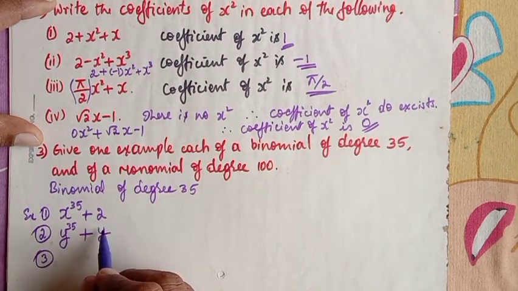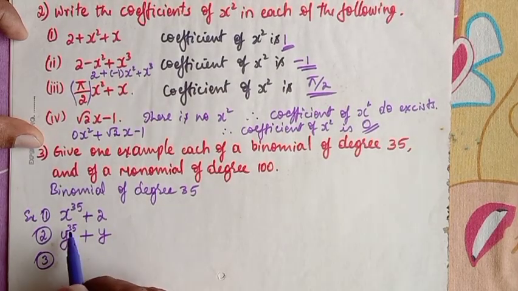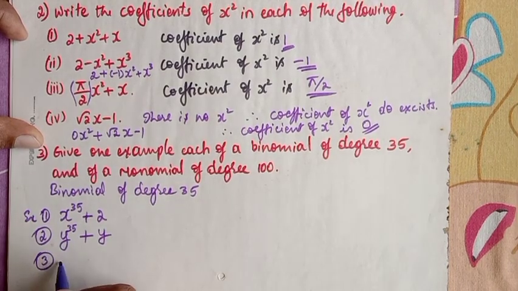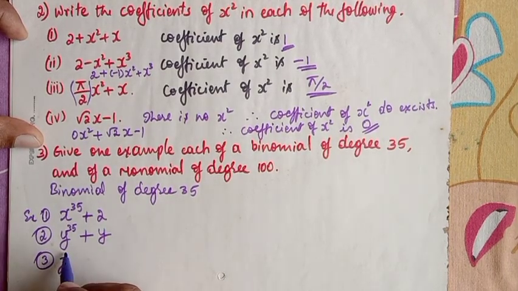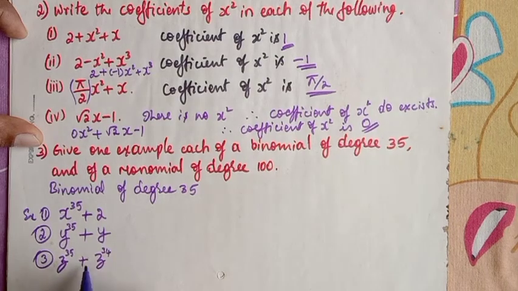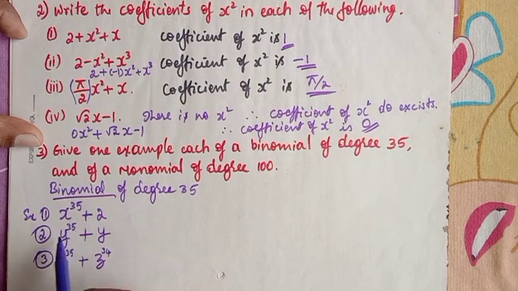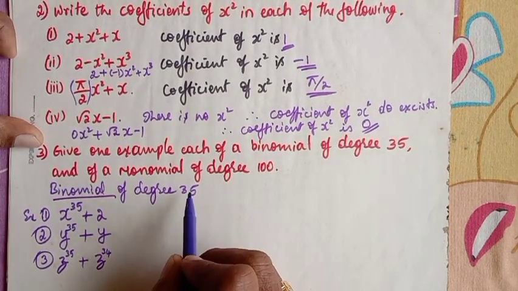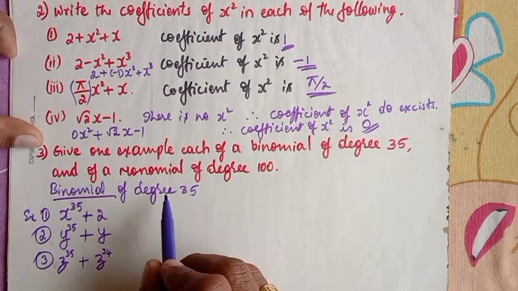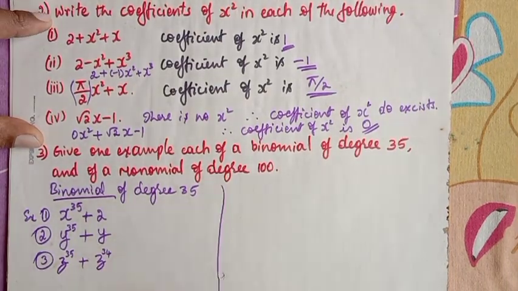Here the degree of the second term is not considered, as the maximum degree must be 35. We can give another example: z to the power of 35 plus z to the power of 34. There are only two terms, so that is a binomial. The binomial should have two terms, and the maximum exponent of the variable should be 35.